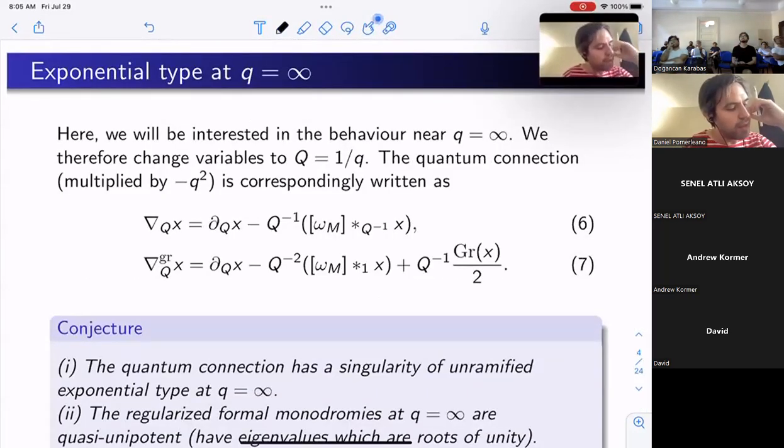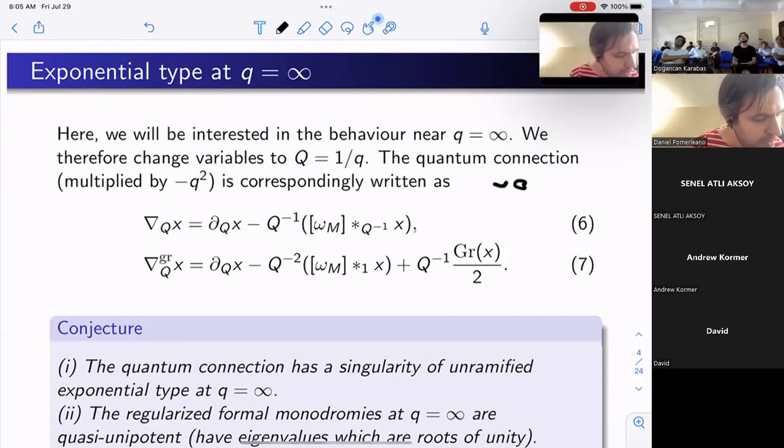Now, the more interesting part of this connection actually occurs at Q equals infinity. So to get our hands on that, you want to change variables to q equals 1 over q, and the basic equation is that if you do that, minus q squared ddq will be the new dq.